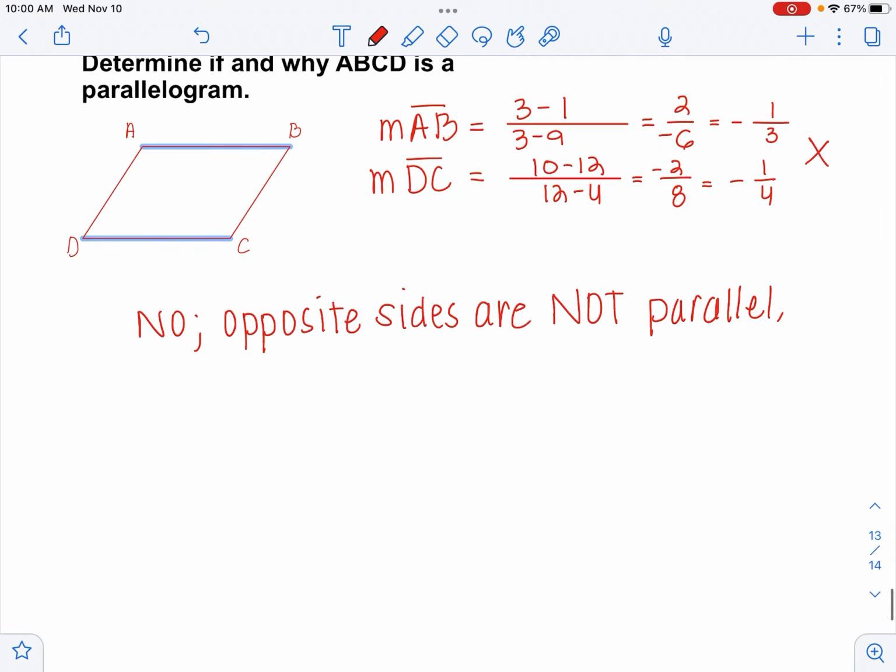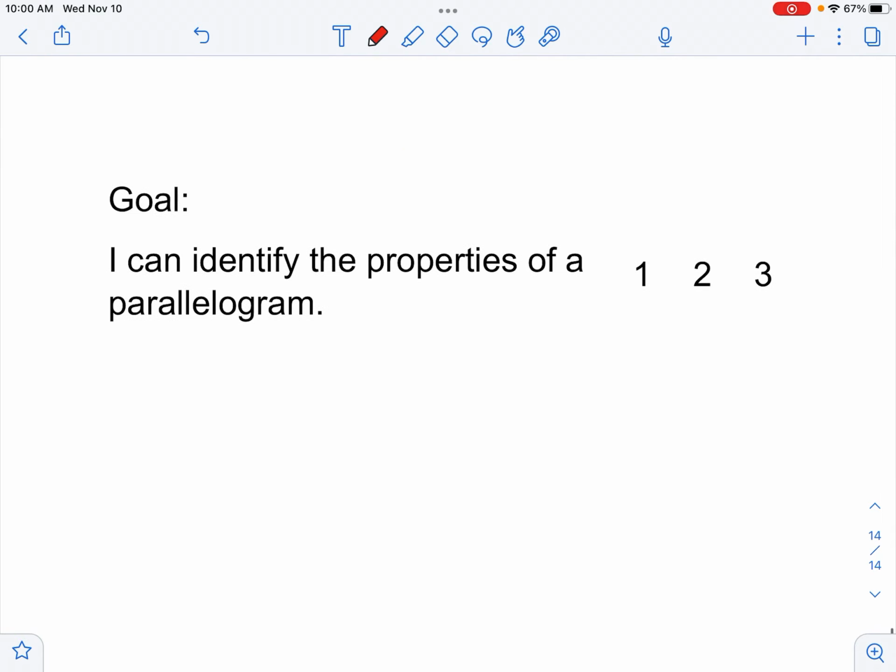All right, you can go ahead. Did I say it? Yeah. You can go ahead and re-rate yourself on how you feel about parallelograms for today.